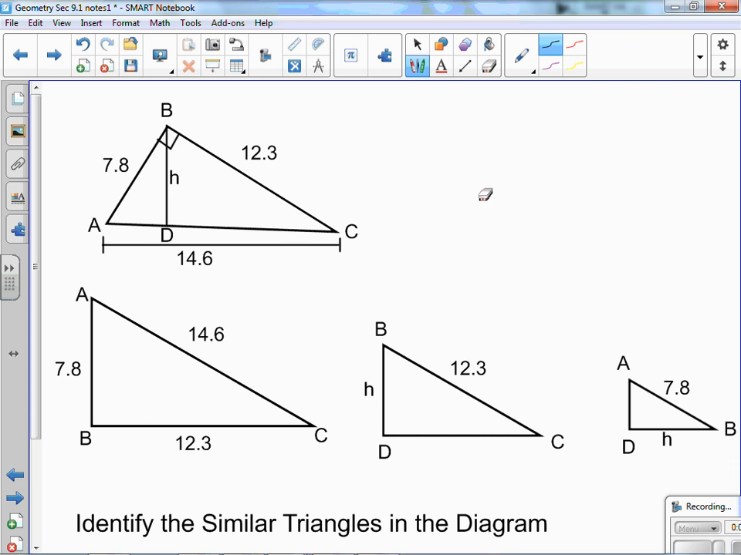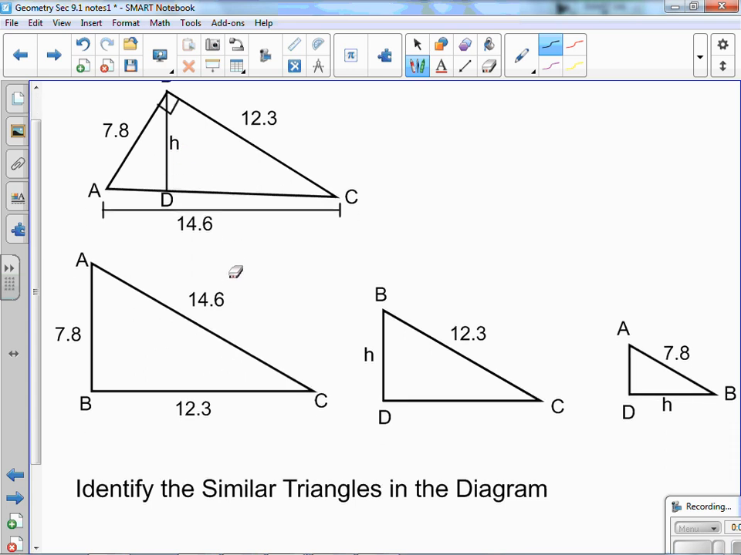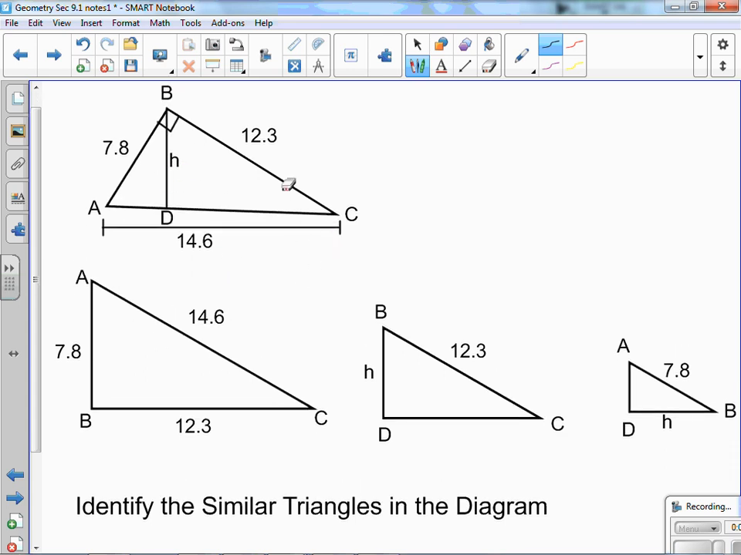All right, so we got triangle ABC, altitude BD, and we want to identify the similar triangles in the diagram, which I've gone ahead and taken this image here and broken it up into triangles representative of what's actually in this picture. So you got the original triangle ABC with the 7.8, 12.3, and 14.6 for the sides.